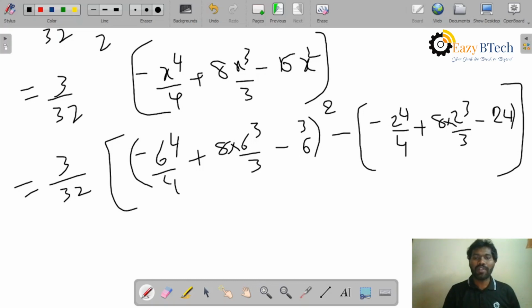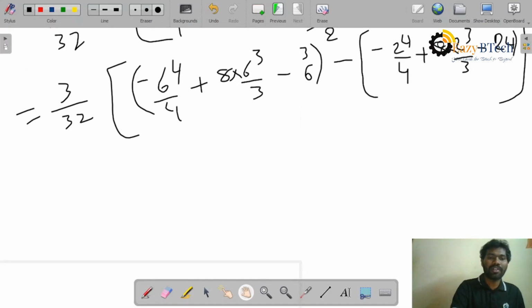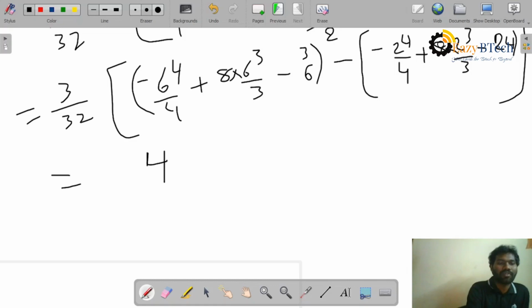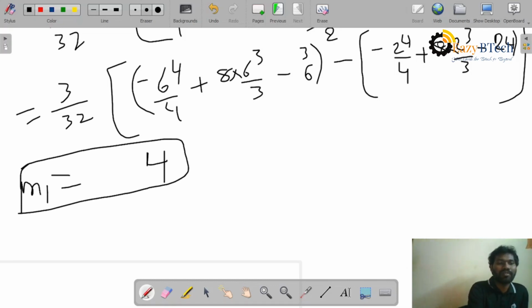So after calculating all these things, what we will get is that the mean value of the given random variable, m1, is equal to 4. So the mean value is equal to 4. This is the way you have to calculate the first order moment.